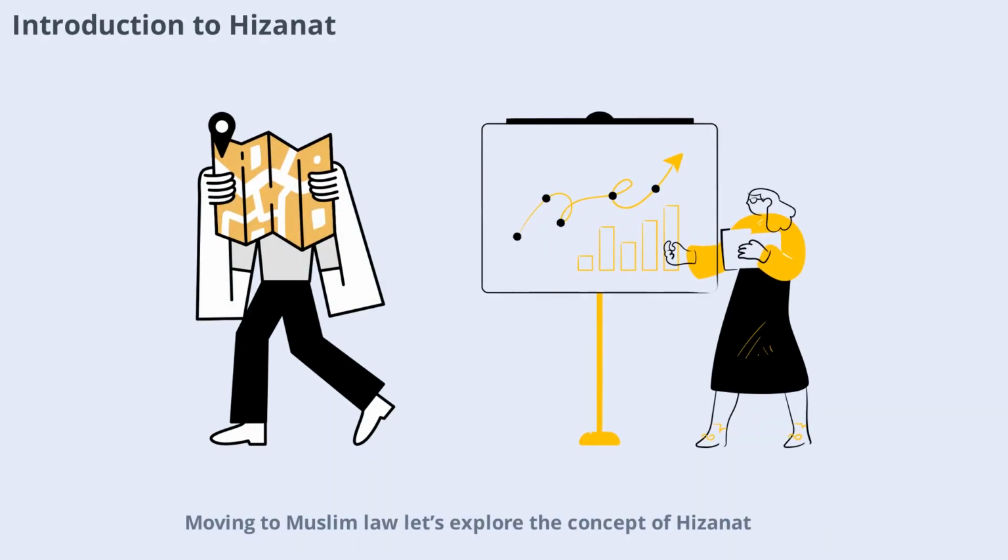Moving to Muslim law, let's explore the concept of Hizanat, or custody of children. Hizanat refers to the right to physical care and upbringing of a minor child after divorce or separation. The main objective is the welfare of the child, though religious rules also play a role in determining custody arrangements.